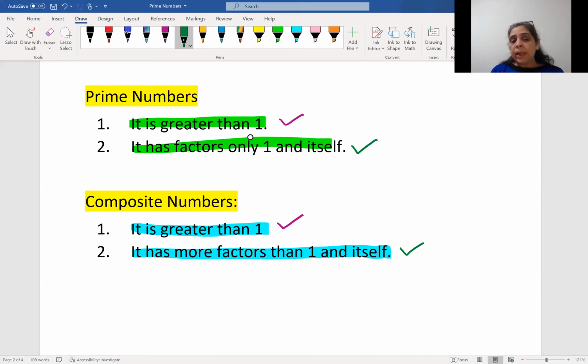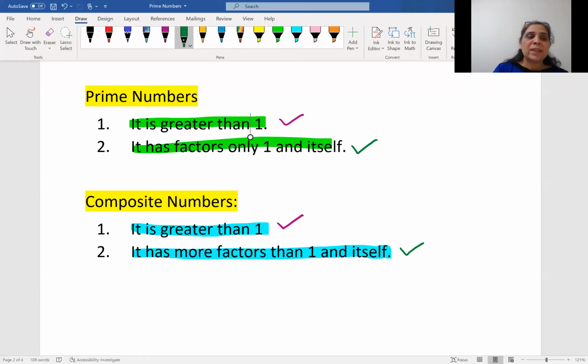A prime number has only two factors, 1 and itself. That means you cannot divide it by any other number than 1 and itself. So those are prime numbers. In a composite number, you have more factors than 1 and itself. So that means you can divide by more other numbers than 1 and itself. So those are composite numbers. So that is the difference between a prime number and a composite number.